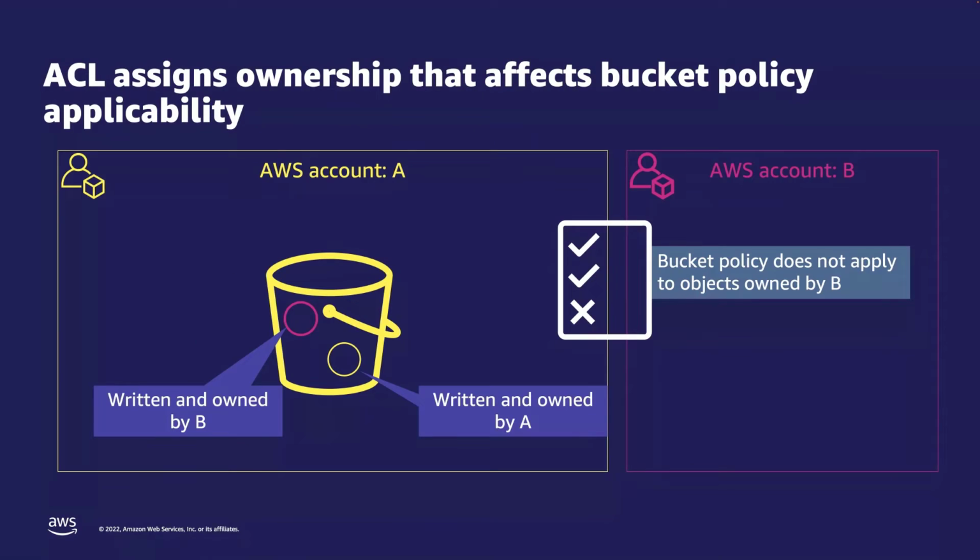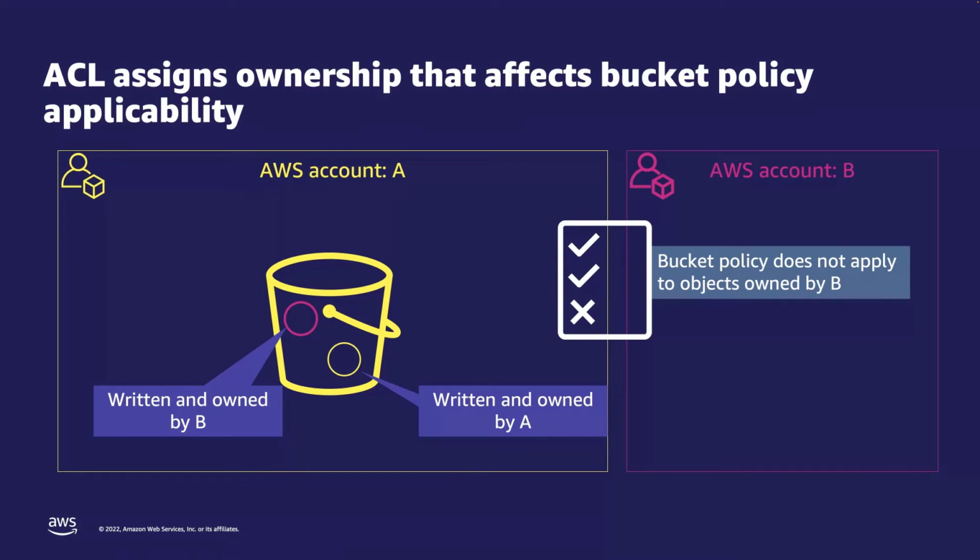So as you can see here, ACL assigns ownership that affects bucket policy applications. Objects written by external account are owned by that specific account. The result is that the bucket owner cannot further share that object via a bucket policy. So we wanted to take a look at this problem long and hard and solve this issue for our customers.